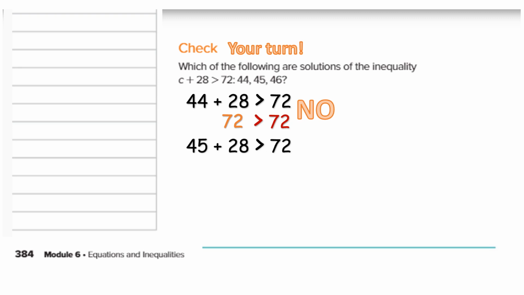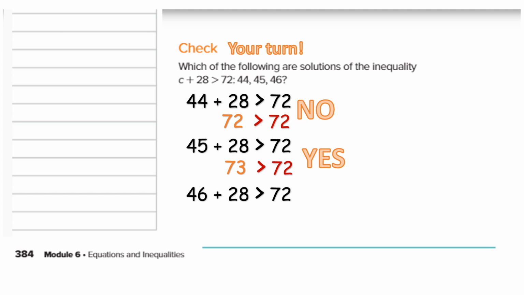Now I go to 45. I'm going to plug it in to my inequality. Instead of a C, I'm going to have 45 plus 28 is greater than 72. Once again, I just simply bring down my greater than 72 and I do the math on the other side. When I add 45 and 28 together, I get 73. Is 73 greater than 72? Yes. So 45 is an answer.